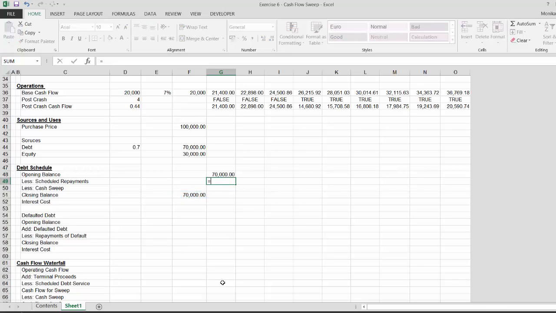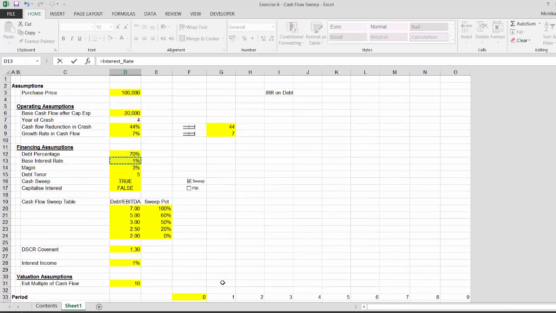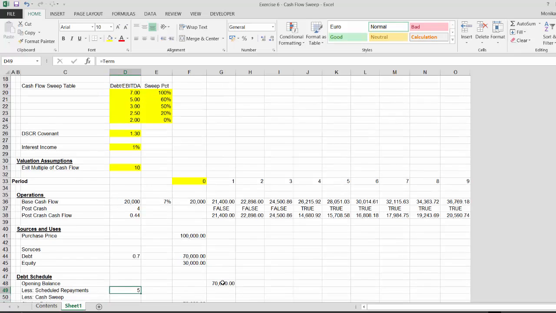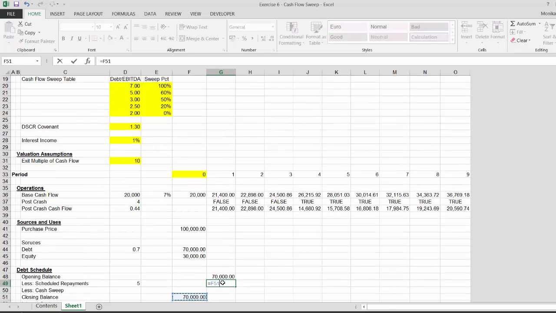The scheduled repayments, let's put in our assumption, which was the debt tenor was 5, so we take the bottom divided by the 5. And I'm just going to tell you, I suppose I should have been much more explicit about this, but whenever you have a cash flow sweep, you might repay this early. We generally should do this because we want it to stop paying after 5 years.